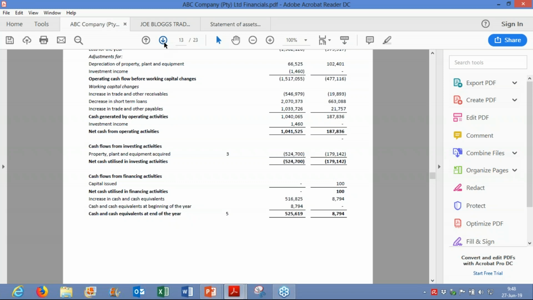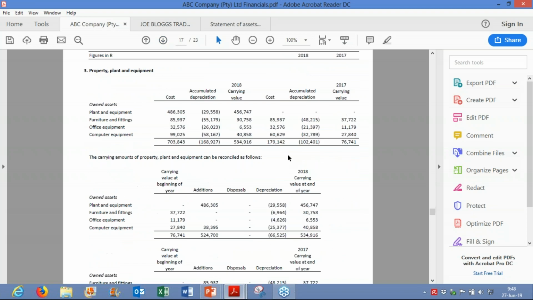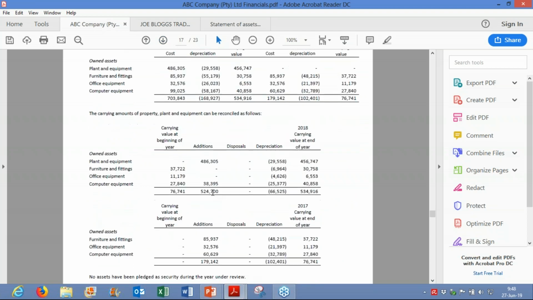So if you go to note 3, I'm going to quickly page there, you'll see, if you look at the summary of additions in that note for this year, that is the amount that was spent in cash on your assets. So it's the amount that has been invested that year into the business.